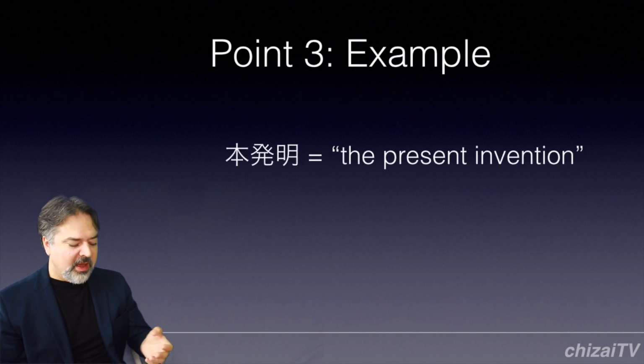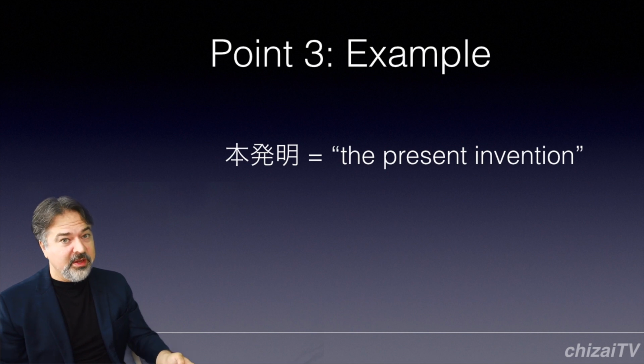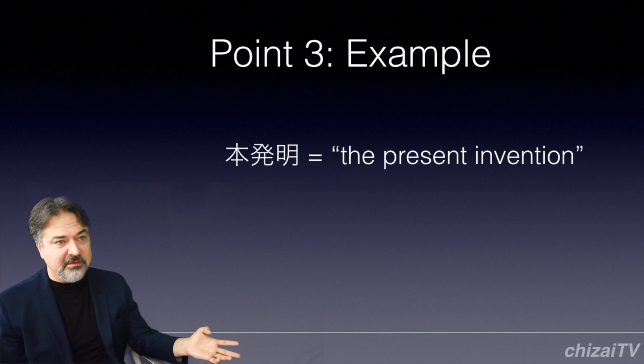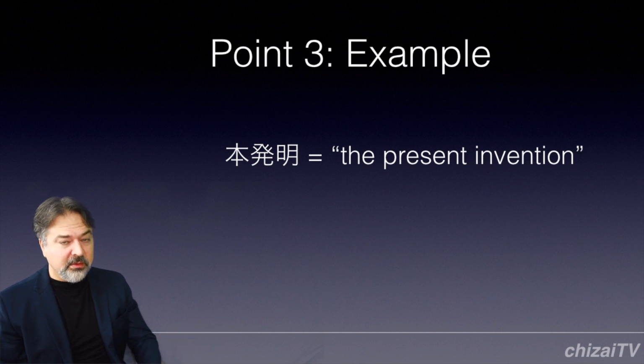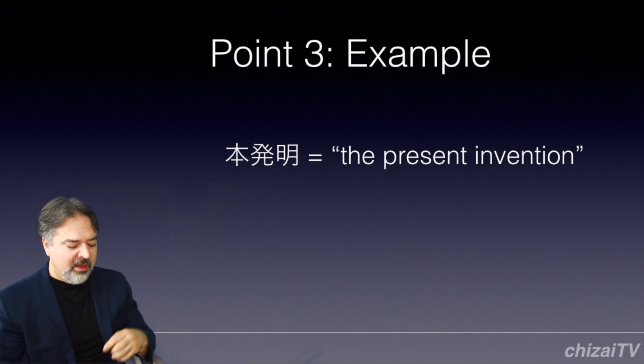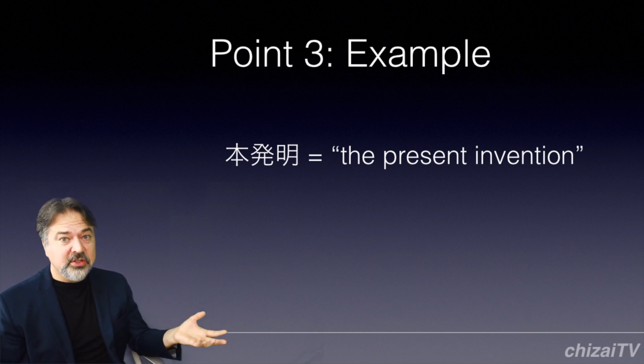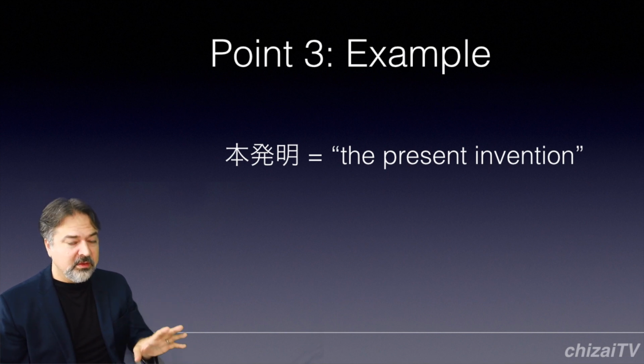So as you know, it's very common. I see this in every Japanese application I think I've ever read. Honhatsume. So literally that means this invention, the present invention. And that's a correct translation. However, this language, the present invention, specifically using the word invention, this can be a problem for US practice.